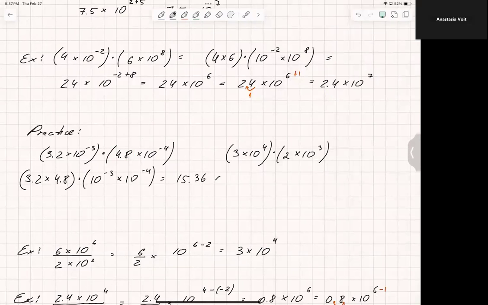15.36 times 10. Again, since these are the same bases, we can just add the exponents and we have negative 3 plus negative 4, right? Keep the negative for all of the powers, right? For all of the exponents, just add them. So now, negative 3 plus negative 4, that would be essentially negative 3 minus 4, which is negative 7, right? So we would have 15.36 times 10 to the negative 7.